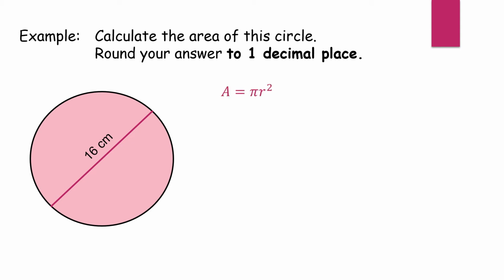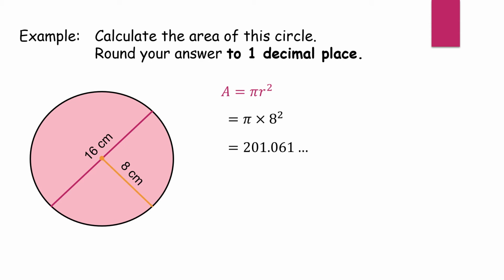So our formula is A equals pi r squared. But in this instance, I don't have r, I've got d for diameter. So I need to work out my r by halving d, and you can see there I've marked it in as 8 centimeters. So I'm then going to put that into my calculator, pi times 8 squared, and that's going to give me an answer of 201.061, and then it keeps going on.